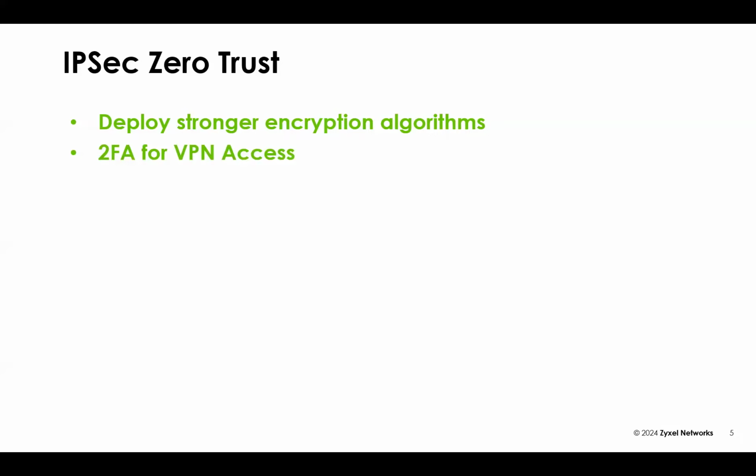So when it comes to IPSec Zero Trust, we want to deploy stronger encryption algorithms. We do have that in our IPSec VPN client. We have higher encryption algorithms that we can deploy to make sure that the traffic is encrypted with a stronger encryption. Of course, we have our 2FA for VPN access. We have two modes for VPN 2FA access. We can set up an email that is sent to the user to authenticate them. So that's what we use 2FA for.